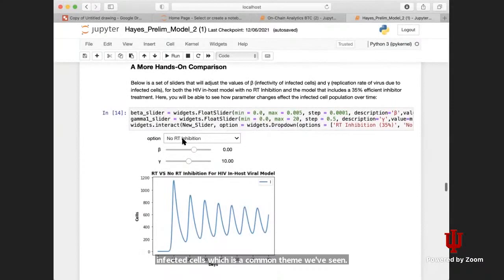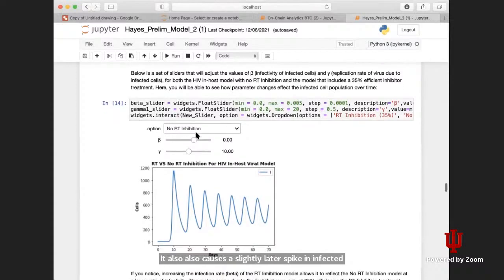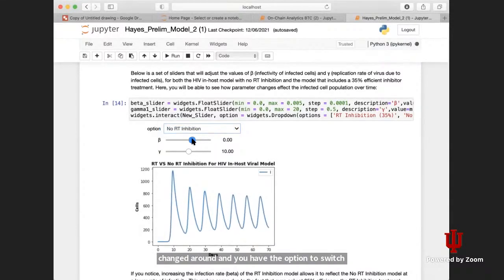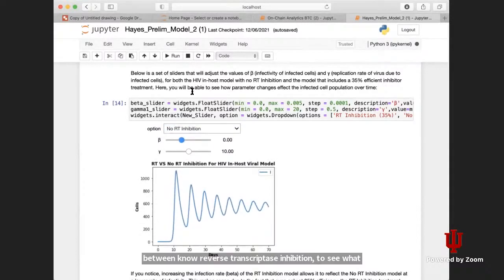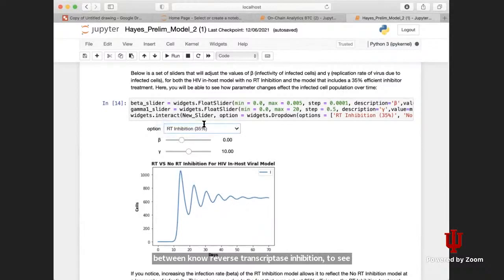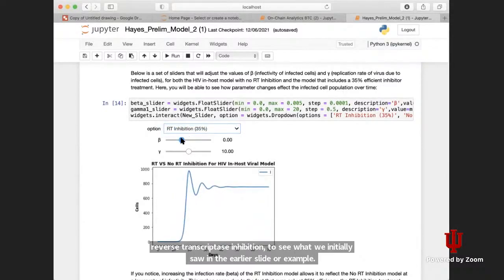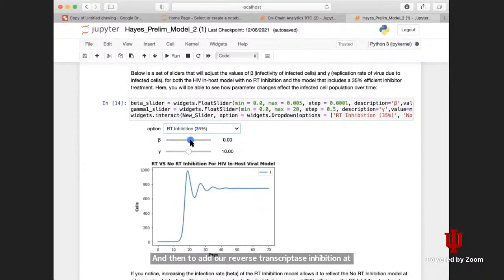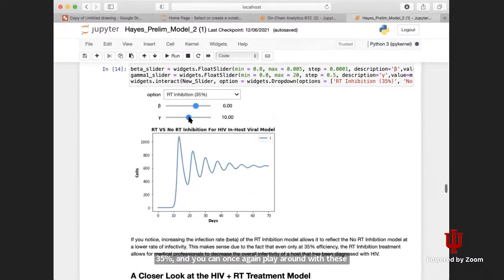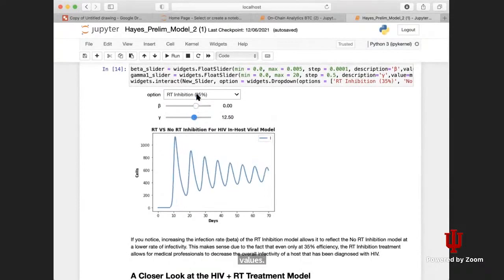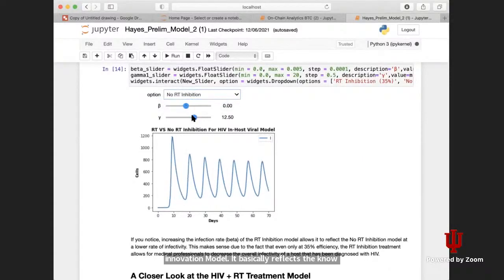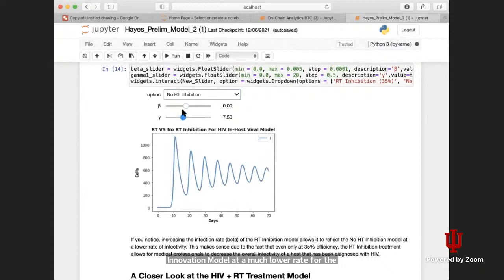And here are a few more examples of allowing the user to play with these parameters by themselves. You can see the same beta and gamma parameters being changed around, and you have the option to switch between no reverse transcriptase inhibition, to see what we initially saw in the earlier slider example, and then to add our reverse transcriptase inhibition at 35%, and you can once again play around with these values. And if we increase the infection rate beta of the RT inhibition model, it basically reflects the no RT inhibition model at a much lower rate for the replication of the virus and for the infectivity of the virus.